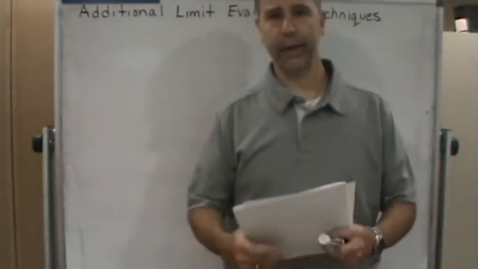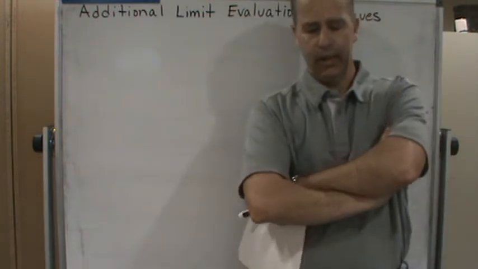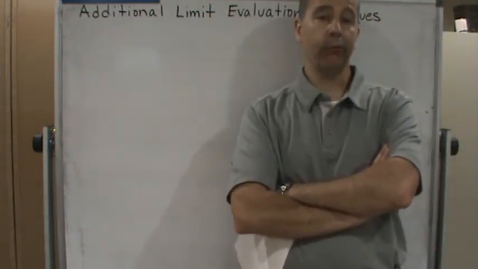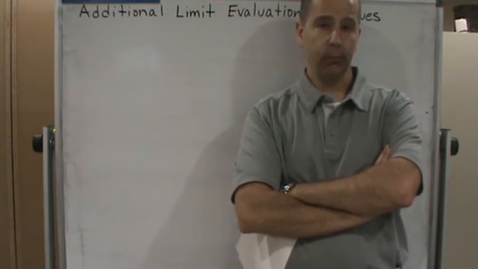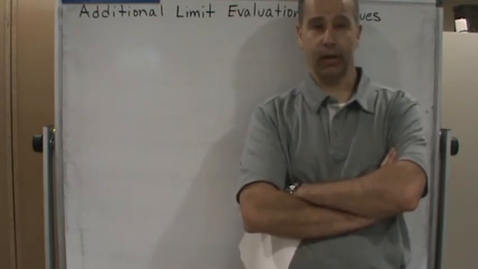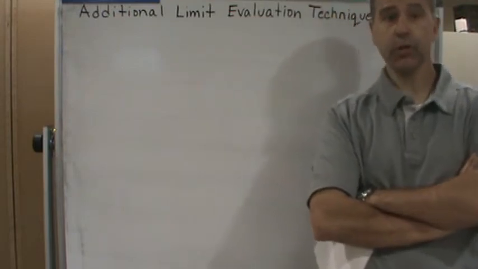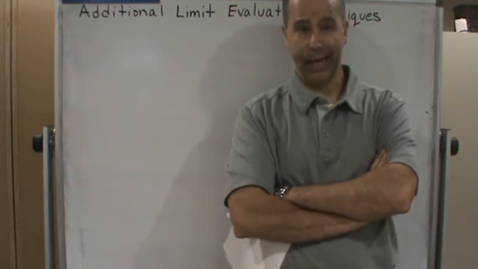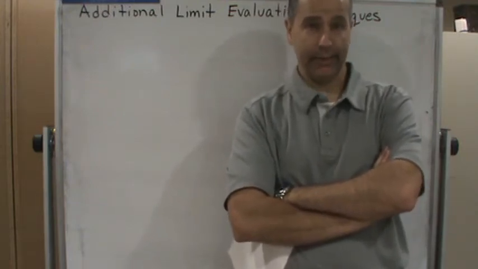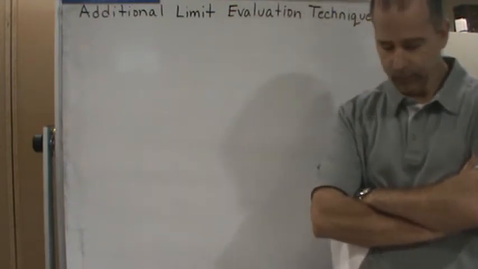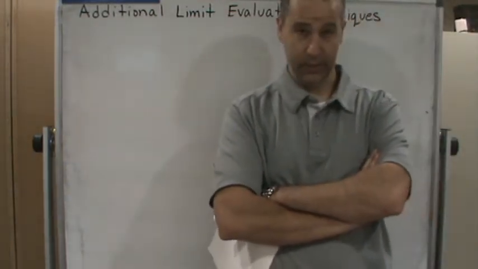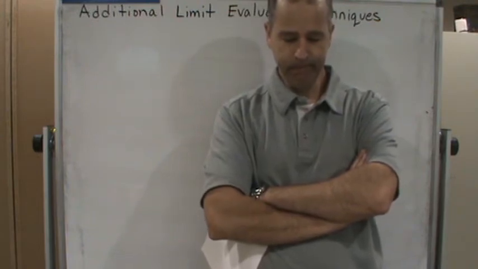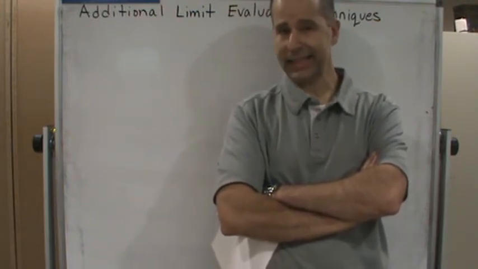Okay, so welcome back, and now we're going to look at other techniques of evaluating limits. Before, we found that we can find the limit of functions, even rational functions, by just evaluating the polynomials at a, at the limit, where the limit is tending towards. But remember, that's not always the case.